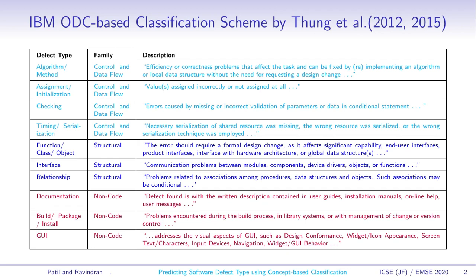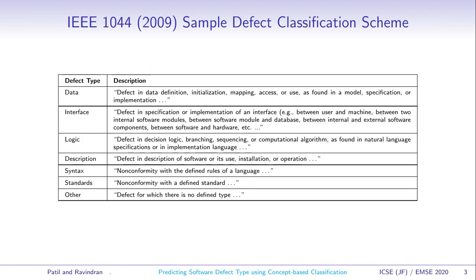IBM ODC is among the well-known schemes. Thung et al. have proposed a customized defect classification scheme based on IBM ODC. They have aggregated fine-grained defect types into three broad defect families, as shown here. The IEEE 1044 standard also provides a sample classification scheme as shown here.